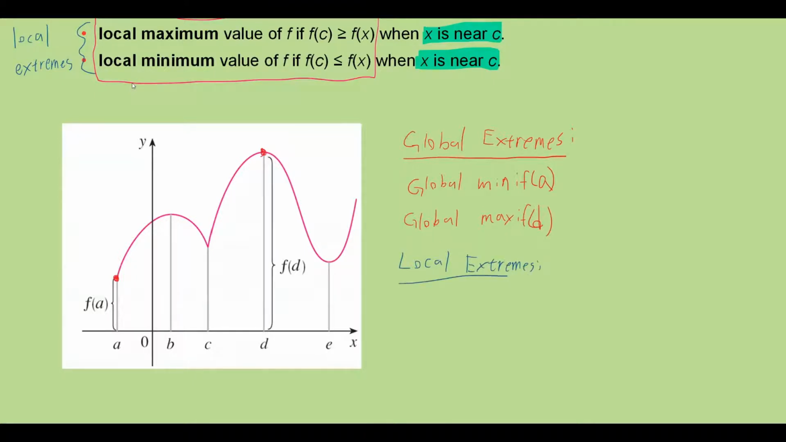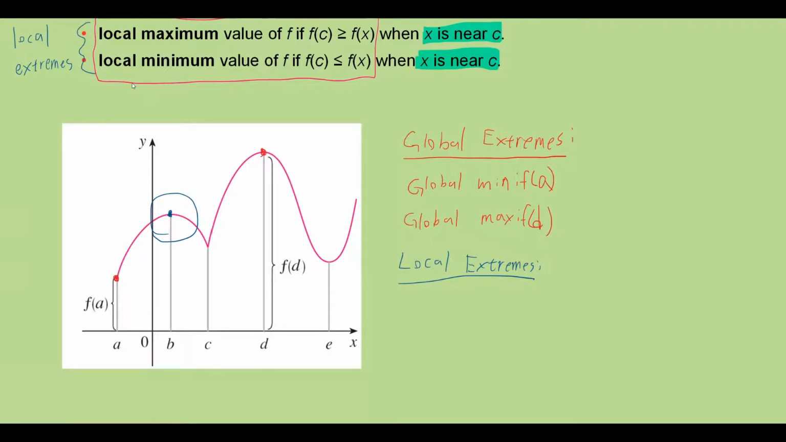Okay, so local extremes, you can think about it as the highest point in its neighborhood. It's the highest point or the lowest point in its neighborhood. So let's do this. For example, we see a bump right here, right at B. A bump right here, so it feels like the top of the mountain. So this is what we call a local maximum, because it's the highest point around this area.